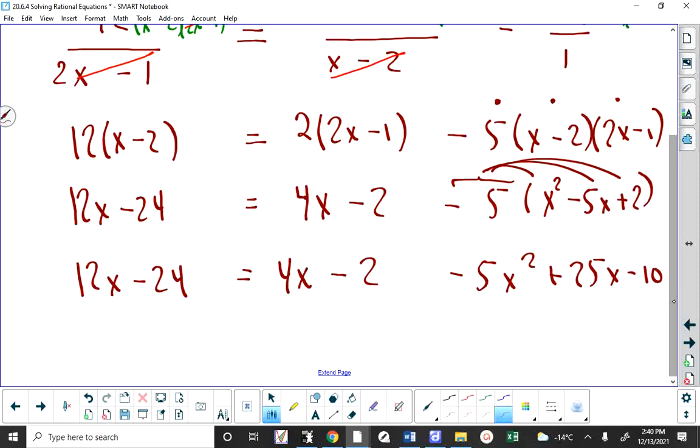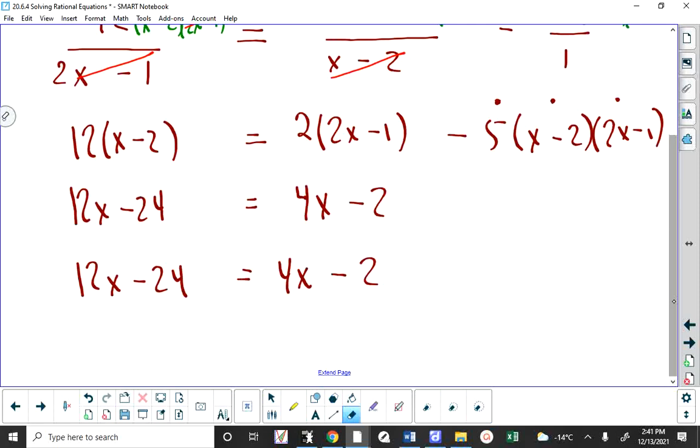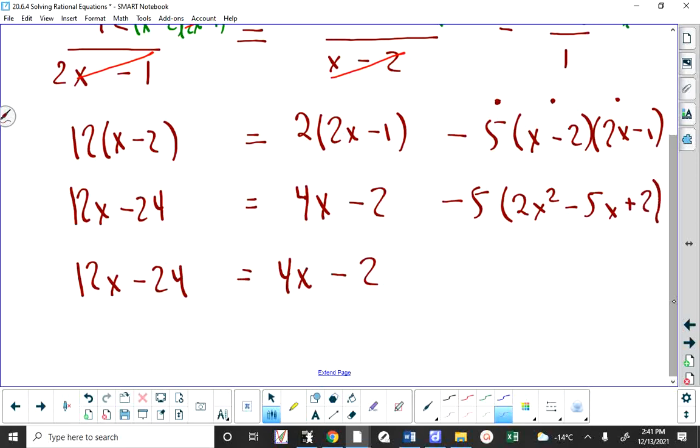Wow, yeah. This should be 2x squared, shouldn't it? Let me back up here. x times 2x is 2x squared. I'm still going to get minus 5x in the middle. I'll have negative 4x and negative x, and it's still going to be plus 2. Thank you for catching that.